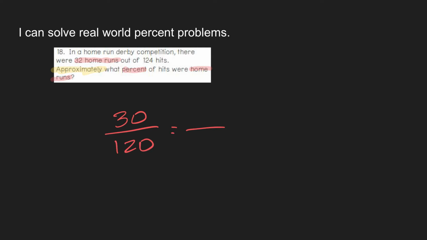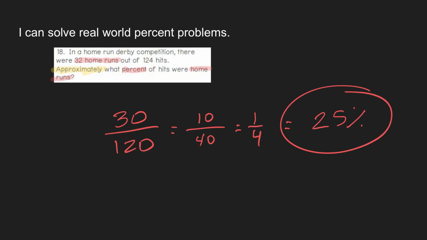Because I know if I divide by 3, for instance, I could get 10 over 40. Or I could simplify that to 1/4, and then most of us know that 1/4 is 25%. So we got lucky because it said approximately. I think that helps us a little bit. So that's how I would do that one.